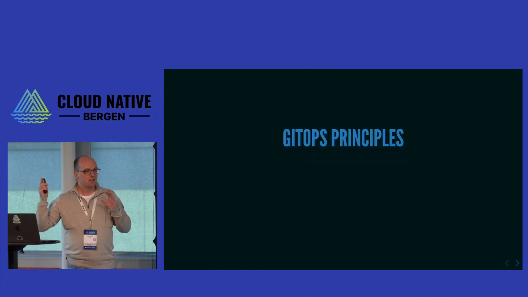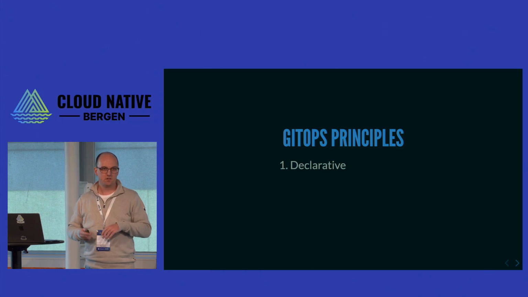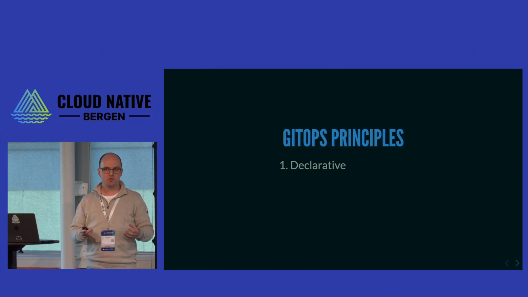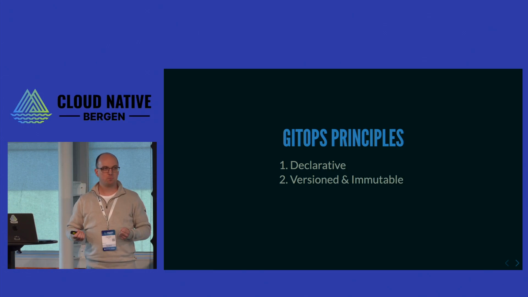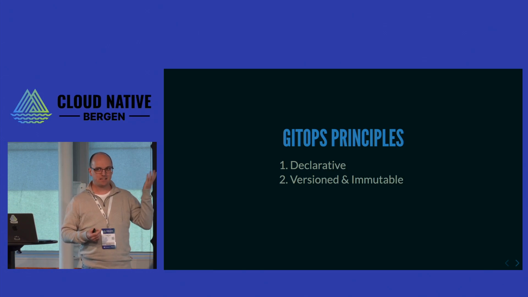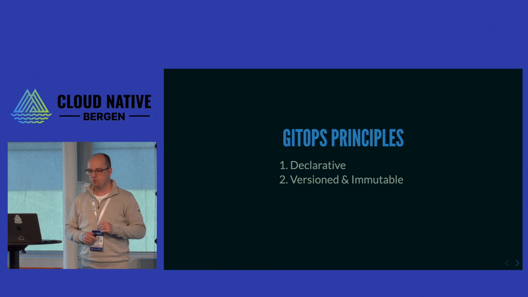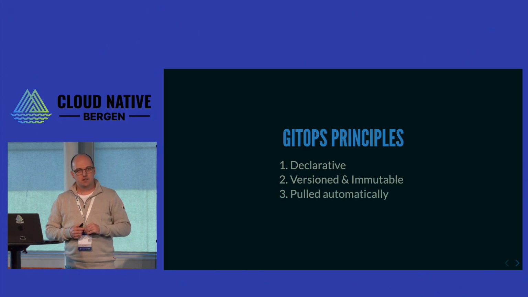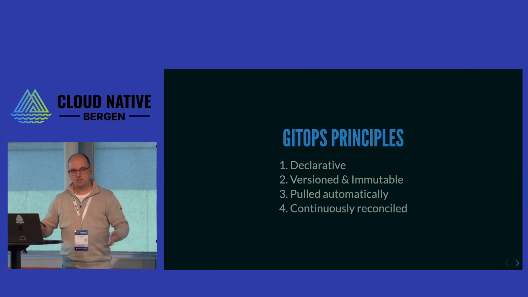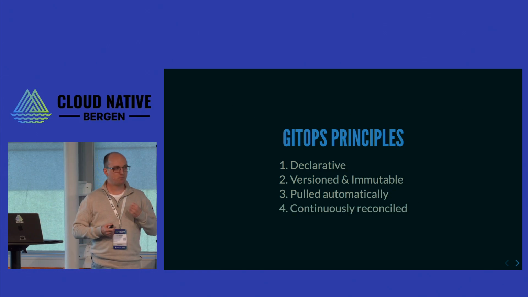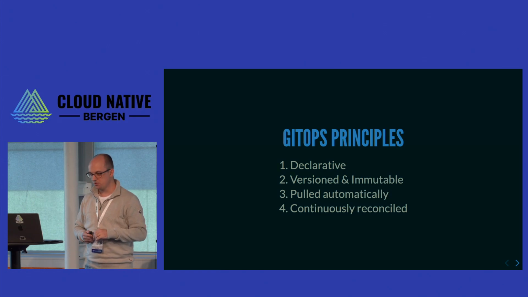The next step is GitOps principles. You might have heard of them. The idea is to have a declarative description of how your environment should look, have it versioned and immutable. That usually means you have Git. That's why it's called GitOps. To have a history, to see what happens when, who did what, and why. And that should be pulled automatically into your environment and continuously be reconciled to make sure that at every point in time, everything is exactly like it says in that magic GitOps repository.